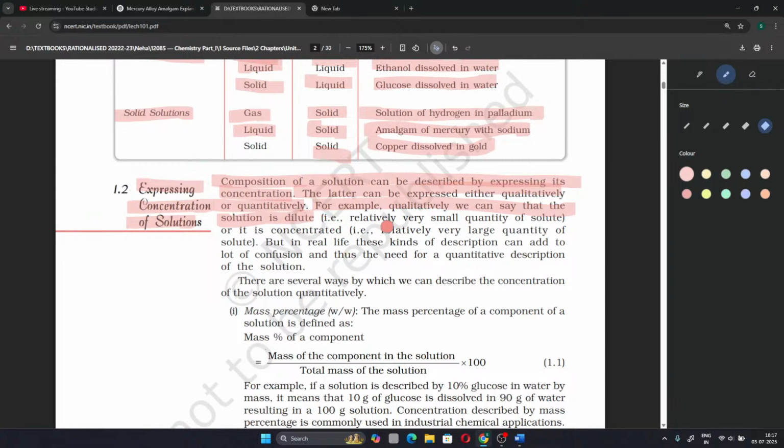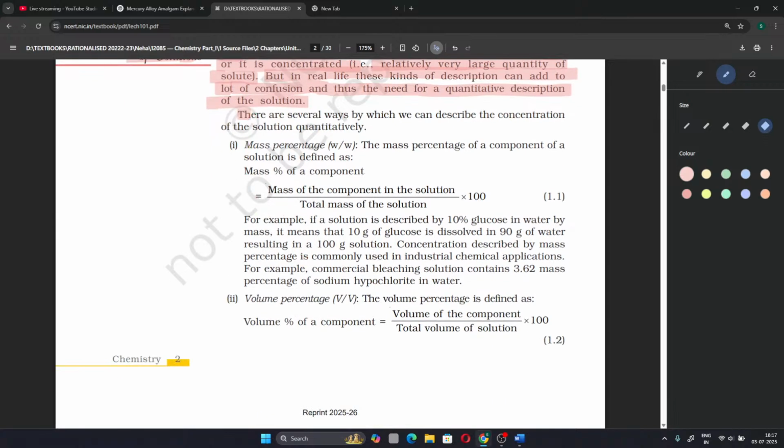In case of dilute, qualitatively we can say it is dilute, that is a relatively very small quantity of solute compared to the solution. Or if we say it is concentrated, a relatively very large quantity of solute. But in real life, these kinds of descriptions can add a lot of confusion, as we cannot say, based on a qualitative description alone, how concentrated or how dilute a solution is. Because of such a reason, it will cause a lot of confusion, and thus there is a need for quantitative description of the solution. There are several ways by which we describe the concentration of the solution quantitatively.